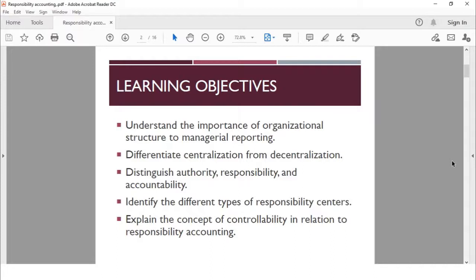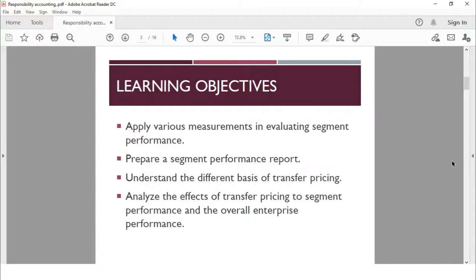Next is to differentiate centralization from decentralization, distinguish authority, responsibility, and accountability. Identify the different types of responsibility centers, explain the concept of controllability in relation to responsibility accounting, apply various measurements in evaluating segment performance, prepare a segment performance report, understand the different bases of transfer pricing, and lastly, analyze the effects of transfer pricing to segment performance and overall enterprise performance.